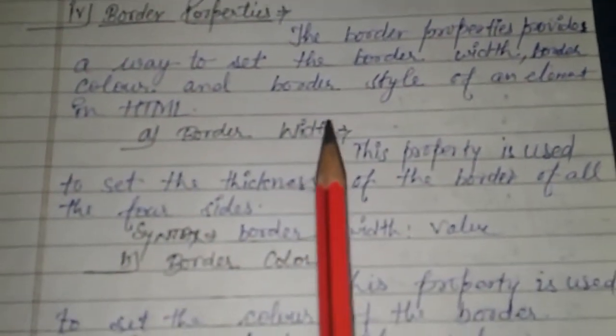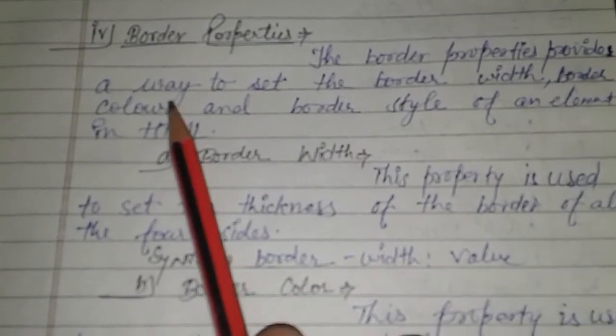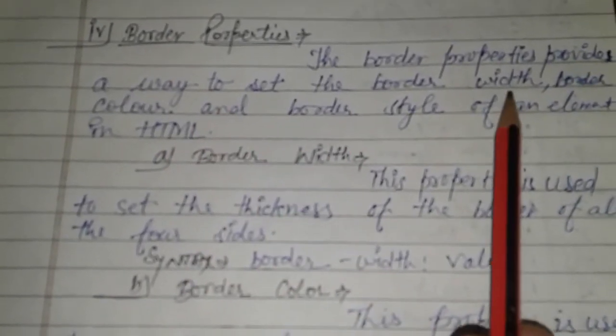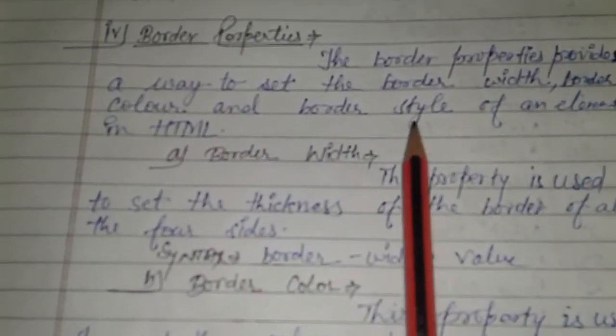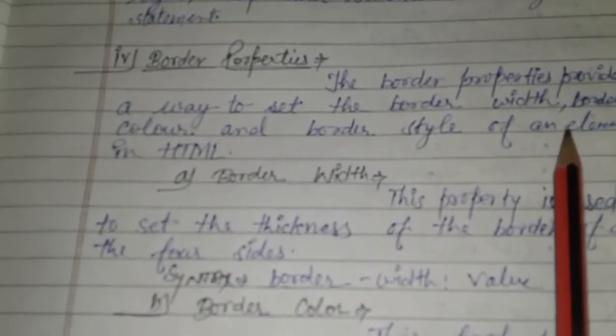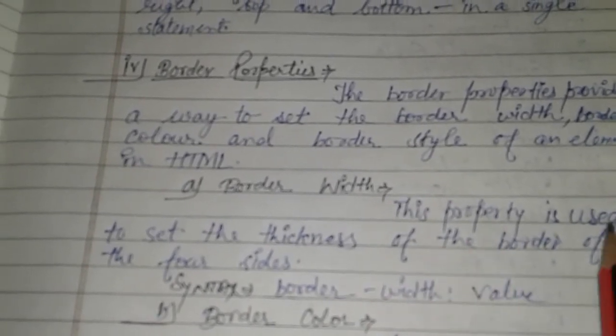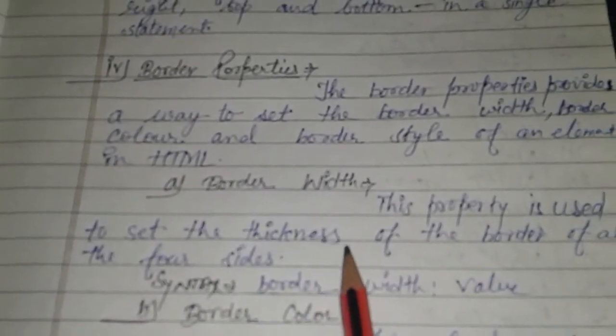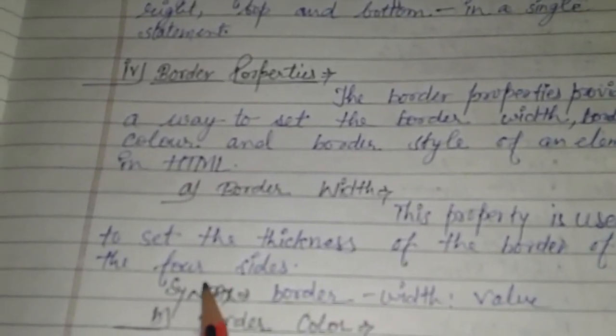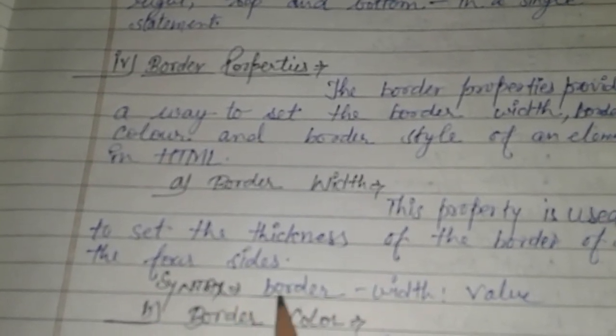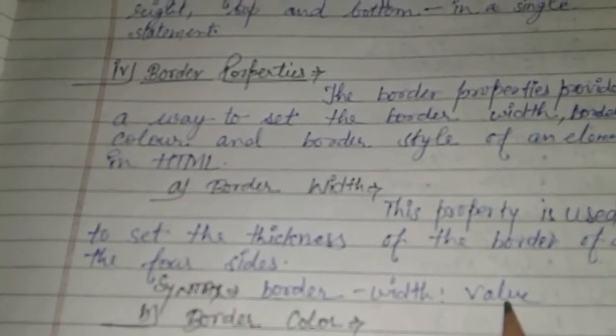Now, border property. The border properties provide a way to set the border width, border color and border style of an element in HTML. A. Border width. This property is used to set the thickness of the border of all four sides. Syntax: border-width: value.